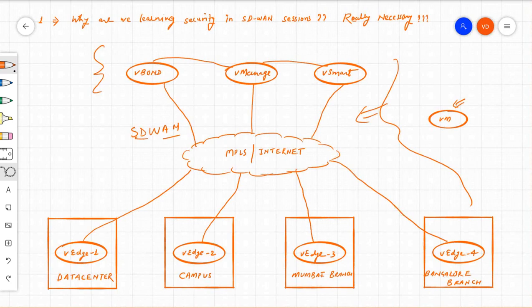Authentication means that the device or the person, whatever he's claiming to be, is actually that person. If I say that this vBond belongs to my XYZ organization, he's just saying it. What are the different ways he can prove that he is from XYZ organization? We need to check that, and that is where authentication comes into the picture. If this device comes and cannot prove that he's from XYZ organization, then he cannot join this organization's fabric. Again, authentication is crucial here.